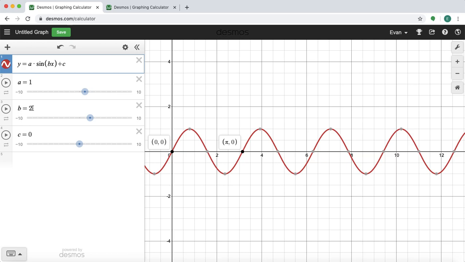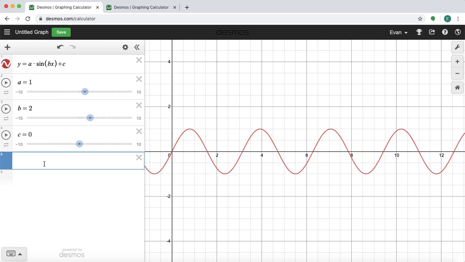Now there's a fancy formula that occurs here. Essentially, you need to divide 2 pi radians by whatever B is to find your period length. So in this case, if B equals 2, 2 pi divided by 2 is equal to pi.